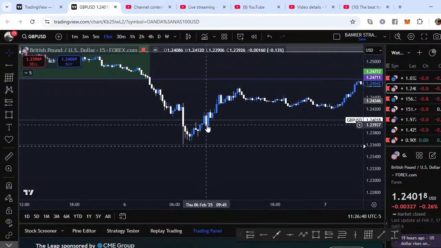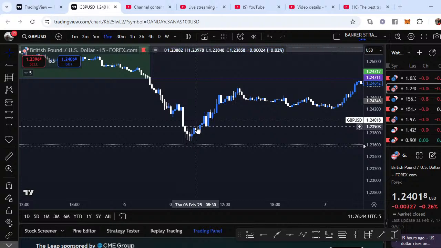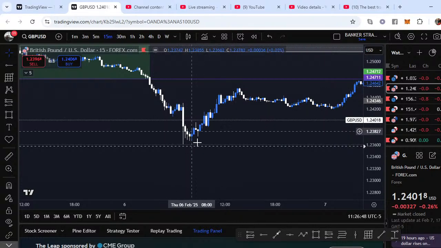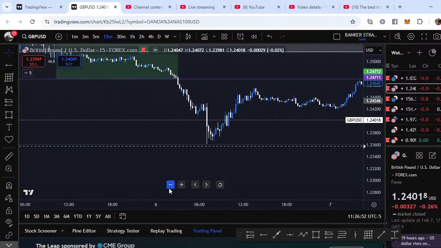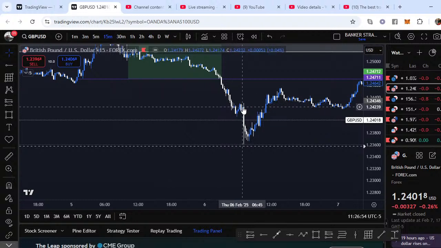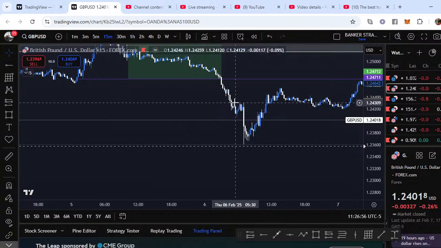Came down, tapped here, and then just yeah, no. This area right here would have been the area that I would have got out the trade if I was to hold that one line. Probably would have put my stop loss right here in profit and would have just taken it. Let me just see, where did that go?